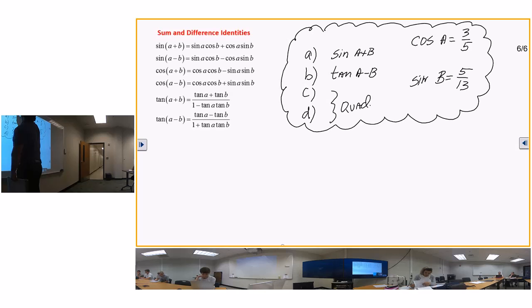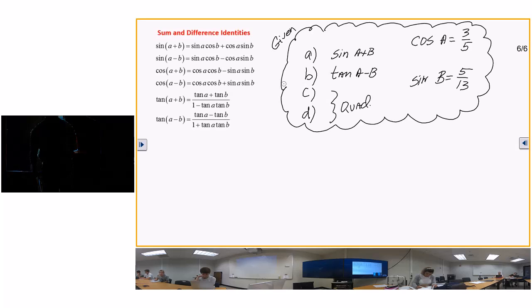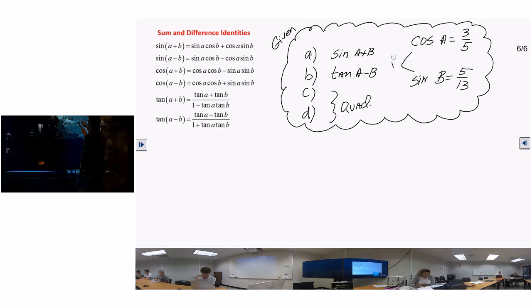And put "given," because that's what they'll give you. Oh, I also got to put the restrictions over here. 90 degrees, the first quadrant. Both of these are in the first quadrant, okay? I'm just going to make it simple. First quadrant.